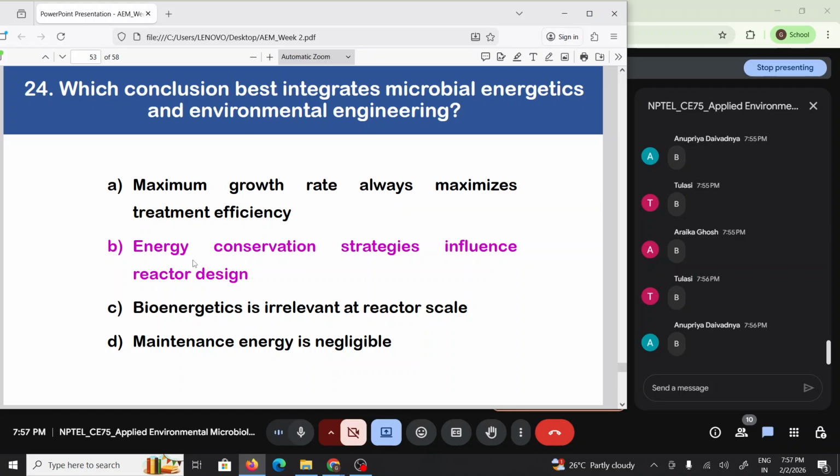So microbes can grow, but how metabolically feasible the treatment is depends on what target component you want to eliminate from the system. So all of it matters. So maximum growth rate does not always maximize treatment efficiency.